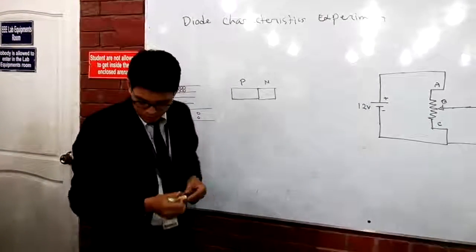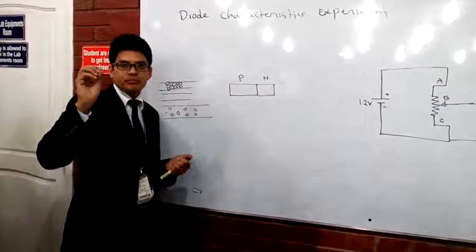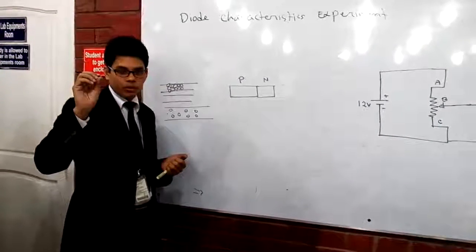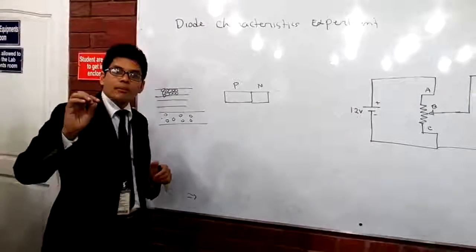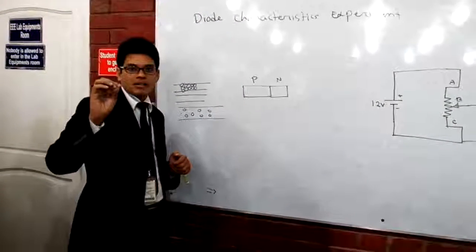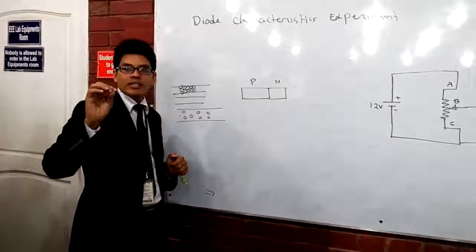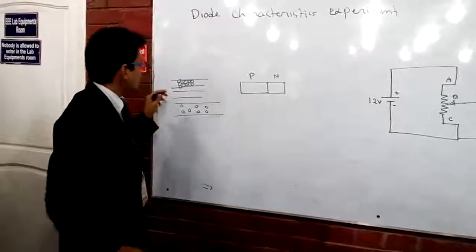For now, this PN junction behaves as an insulator. For now. Okay, let's see why. It will also behave as a conductor when it is forward biased. And when it is reverse biased, it acts as an insulator, right? So that is why it is called a semiconductor.